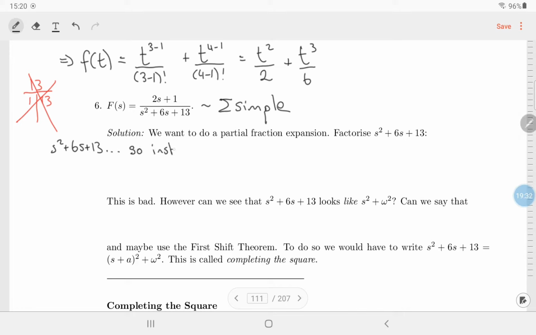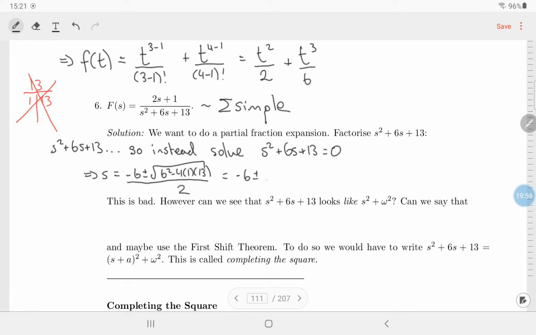So instead, solve this equal to 0. Okay. So if we do this, we use the minus b formula because we can't factorize. And let's see what happens. You get s is equal to minus b, which is minus 6, plus or minus the square root of b squared, which is 6 squared, minus 4ac, which is 13, over 2, and we get minus 6 plus or minus the square root. Let's see what's inside that square root. 36 minus 4 by 13. Oh, so the roots are complex numbers.